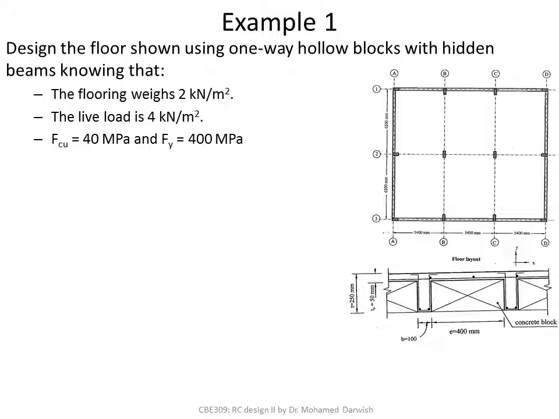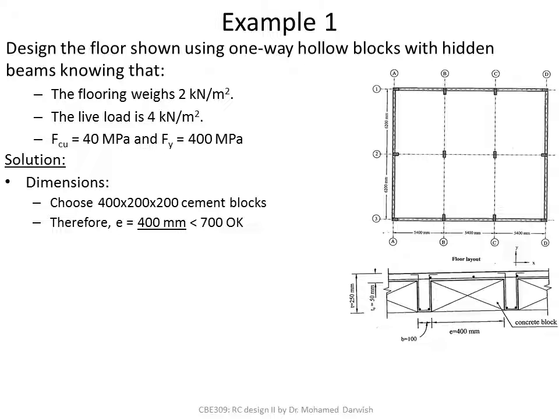Here you have a floor with flooring weighing 2 kN per meter square, live load of 4 kN per meter square. FCU is 40 megapascal, F yield is 400 megapascal, and you have this plan. First, we'll dimension the thing.